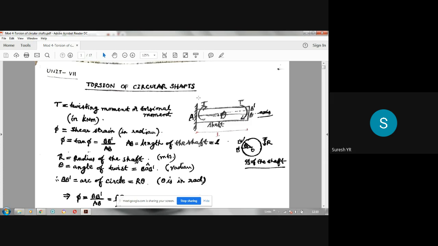Whatever we are doing in this chapter, in the torsion chapter, we consider only two types: circular or hollow circular. We are not having any rectangular or square shape cross section. We are going to discuss only circular and hollow circular sections. So non-circular sections are not covered. So it is fixed here. Suppose this shaft or rod is subjected to a twist like this.